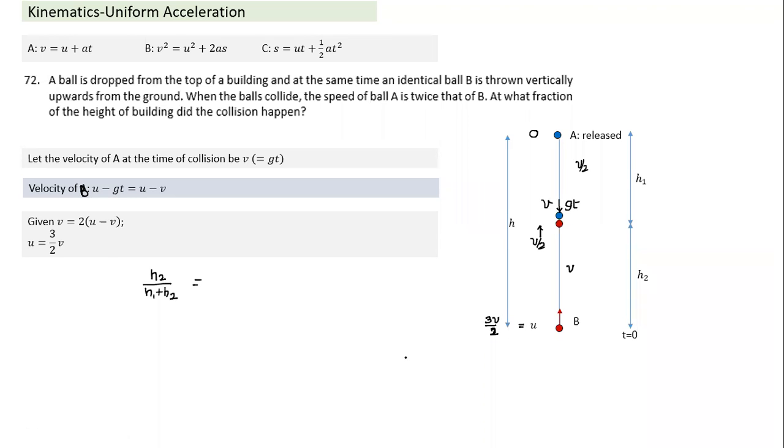Okay. Is this understood? Jaideep? Yes, sir. Is that understood? Yes, sir. All parts, how did I calculate the fraction of height where the collision has taken place? Yes, sir. No, we have taken average velocity.